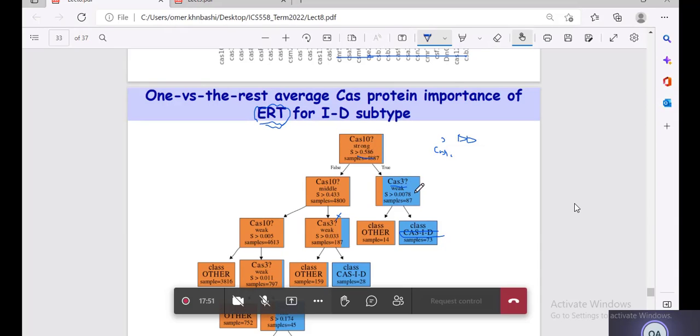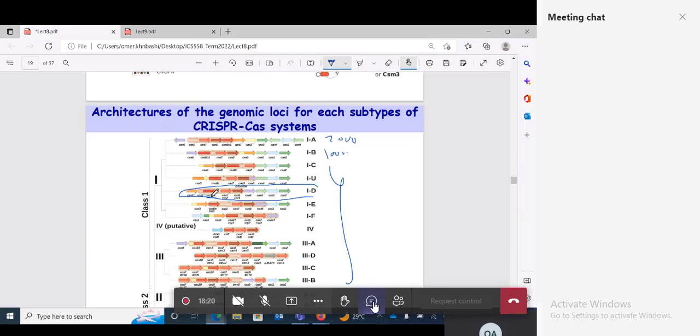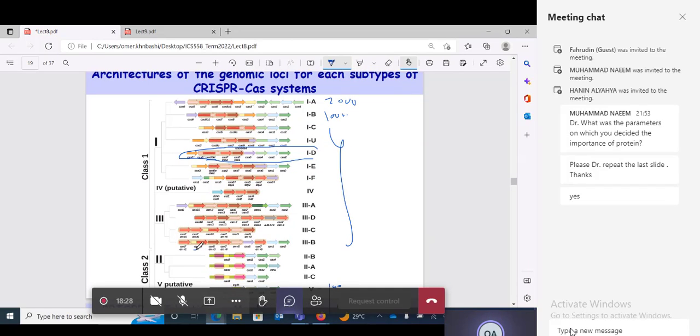If I found Cas3 with also a high value in the score of the machine, then I will say this is definitely 1D. But if I found Cas10 with the high value, and then I go here and found Cas3 next, but with a weak value, it should not be type 1D. Why? Because if you look here, Cas10 does not occur only in 1D, it occurs in different types. That means many subtypes have Cas10, but the machine learned that for type 1D there should always be a strong value for Cas10 and then Cas3, which are next to each other.